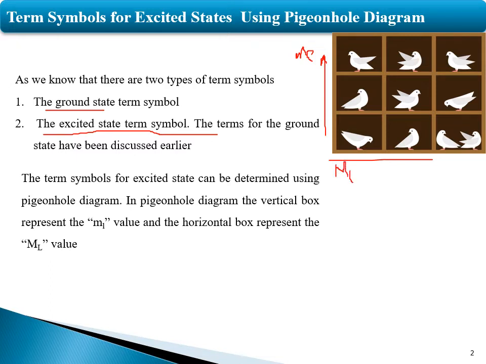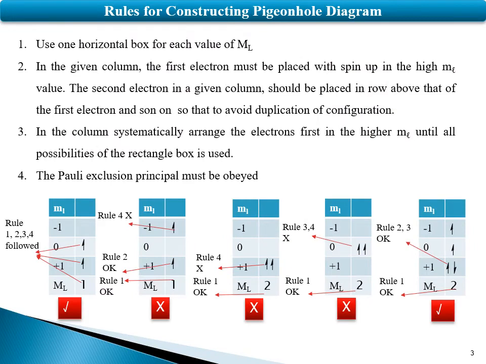and the horizontal axis represents the capital ML value. Now there are some rules to construct a pigeonhole diagram. While constructing it, you must adopt some rules. The first one is each horizontal box is represented by a capital ML, meaning when moving the electron in this direction, you can place 1 ml value in each box.